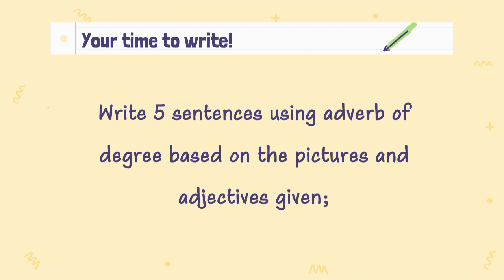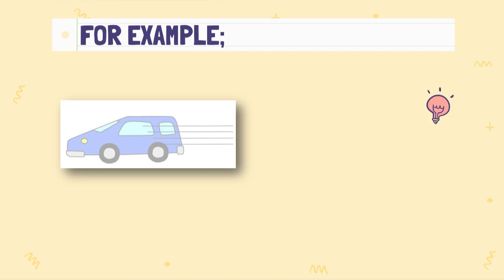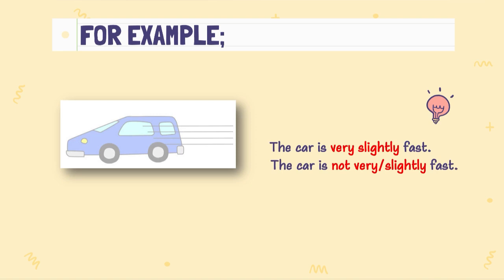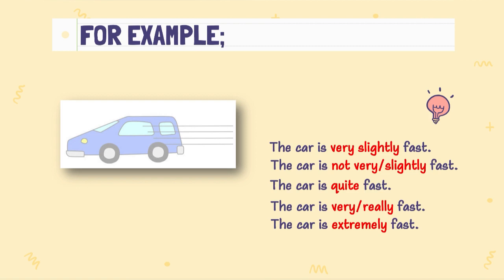Write 5 sentences for every picture using adverb of degree based on the pictures and adjectives given. I'm going to give you some pictures and the adjectives for you to use together with the picture. For example, the car. The adjective is fast, so you can write the car is slightly fast, the car is quite fast, the car is very or really fast, and the car is extremely fast. You can look at these examples.